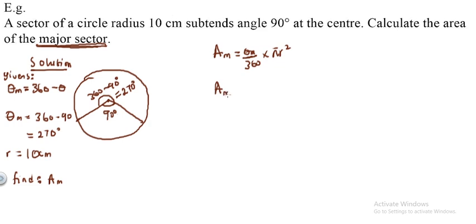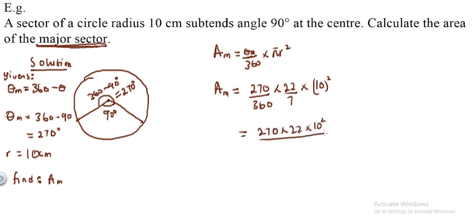So area of major sector is equal to 270 divided by 360 times 22 over 7 for pi times 10 square. This is equal to, if I multiply the numerators by themselves, I have 270 times 22 times 10 square divided by 360 times 7. If I multiply all the numerators, I'll have 594,000 divided by 360 times 7 is 2,520.